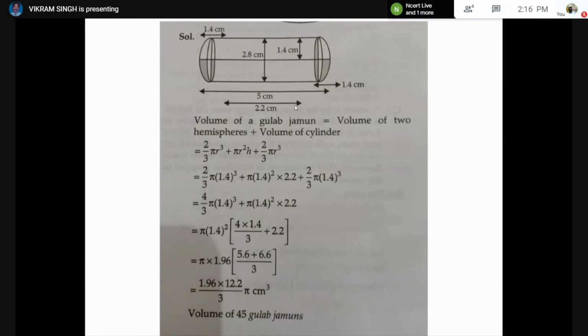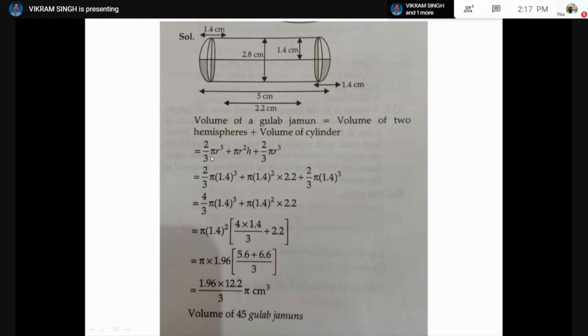Again, I am taking the same description. For the cylindrical portion, the height of the cylinder is 2.2, radius is 1.4. Similarly, the radius of the hemisphere is 1.4. Now, it is very clear that the volume of a gulab jamun will be the volume of the cylinder plus the volume of two hemispheres. So let us see the formula for the same as we have discussed earlier.